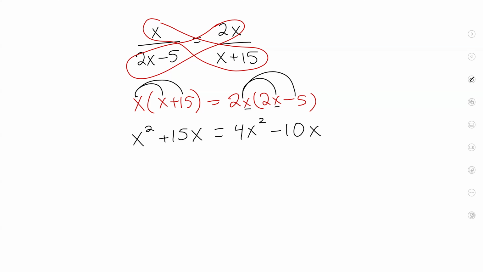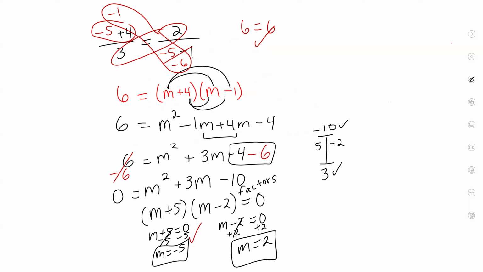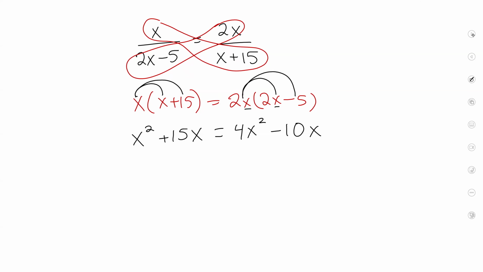My goal is to put everything on one side. Just like this one, we had to move everything to one side. We're going to do that over here too. I do not like having negative values. If I subtracted 4x squared, this would become -3x squared. I don't like having negatives, so I'm not going to do that.